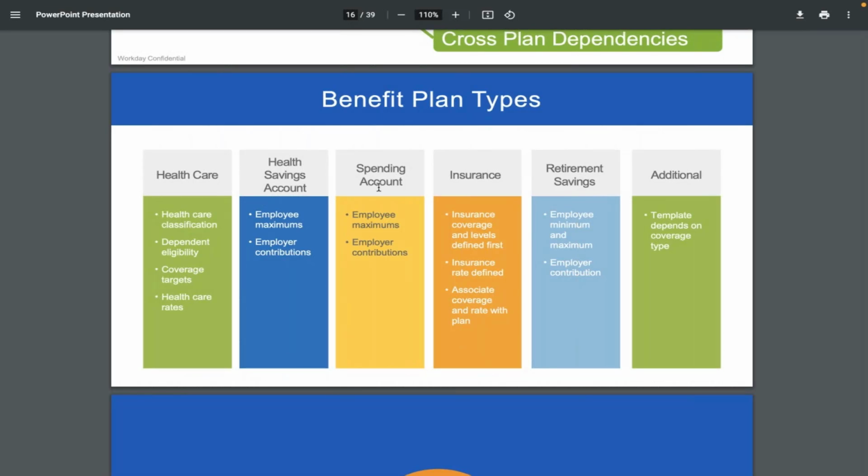HSA and spending account, or you can also call both together flexible spending account, savings account, spending account. These two are dedicated to USA because in USA we have a mandatory benefit called flexible spending account. So these two are dedicated for USA. If you are implementing for USA, then you may be required to configure benefit plans under these two categories. Healthcare is globally applicable. Most of the countries and employers offer some of the benefit plans for their employees. Okay, so let's talk about these two.